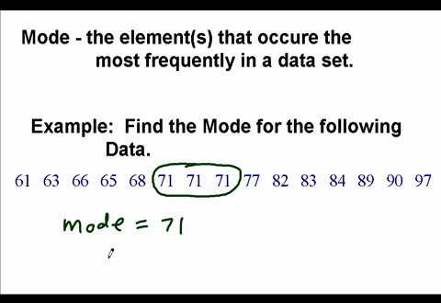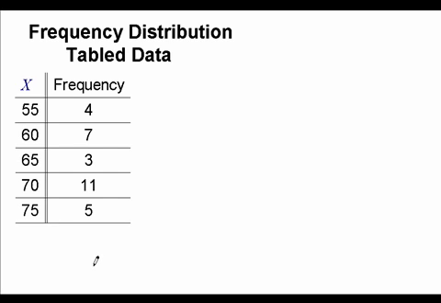And that's it. Mean, median, and mode, simplistically. All right, data can come in tables. So in this case, I have some scores here, a 55, a 60, a 65, a 70, and a 75. And out of my class, I guess you could say, 4 people got a 55, 7 people got a 60, 3 people got a 65, 11 people got a 70, and 5 people got a 75. So these numbers over here are not data points. They're just the number of occurrences of the data points.